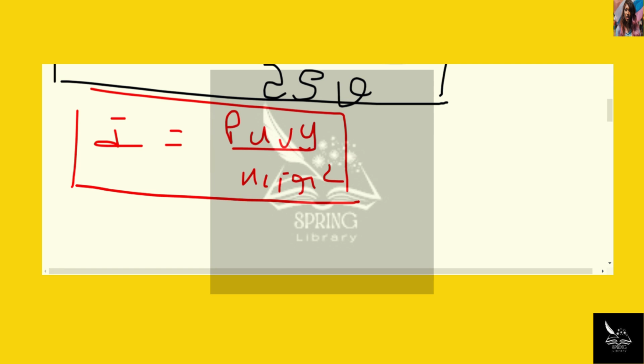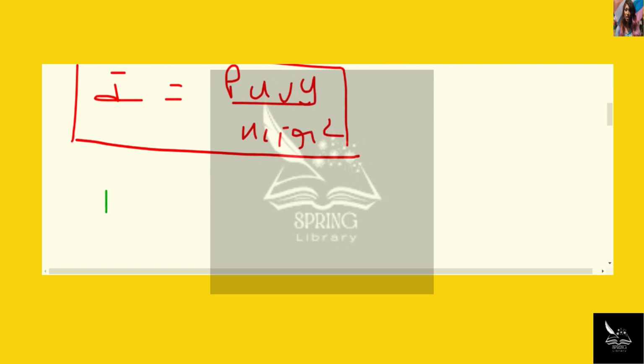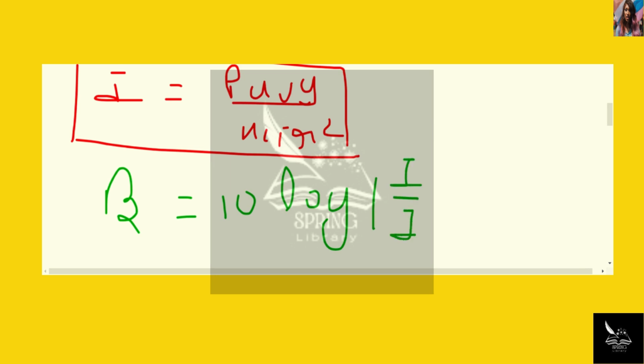Now, we should define the sound level concept. The sound level β is convenient to use on a logarithmic scale. So β = 10 log(I/I0).